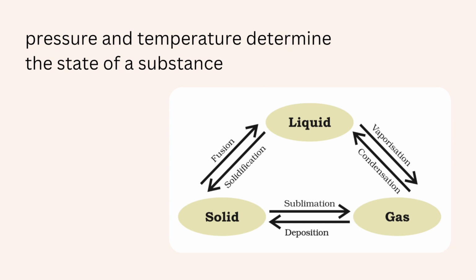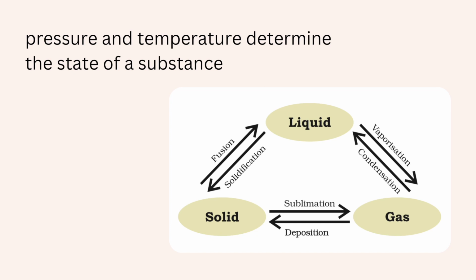So solid, when it converts to liquid, that is what we call fusion. When liquid is converted back to solid, it is called solidification. Liquid to gas is called vaporization, and gas to liquid is called condensation. Gas to solid is called deposition, whereas solid to gas is what we call sublimation.